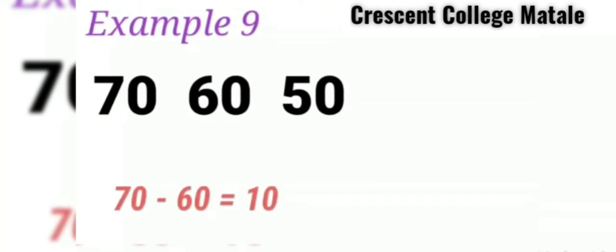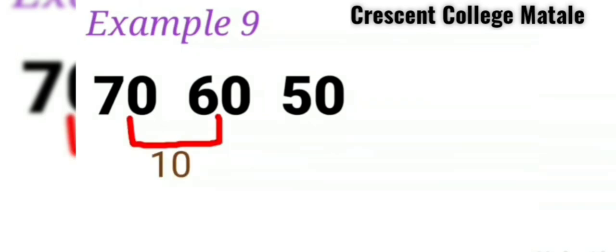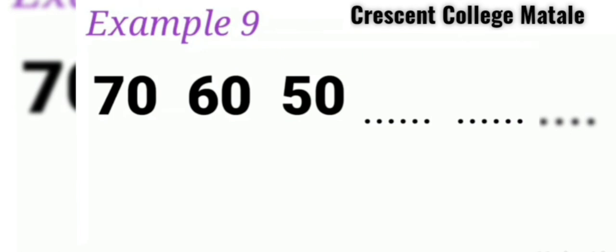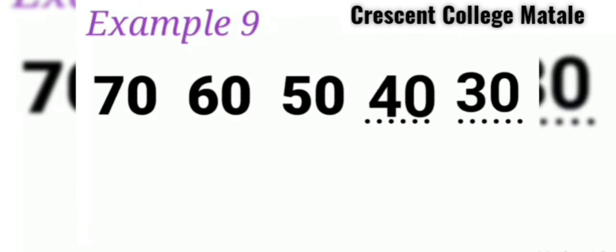Now let's look at this pattern. 70, 60, 50. These numbers are in reverse. How can we find the next numbers? We have to find the difference between the numbers. For that, we have to subtract the small number from the big number. So, 70 minus 60 equals 10. The difference is 10. So, after 50, what will come? 40. Then 30. This is also a number pattern.